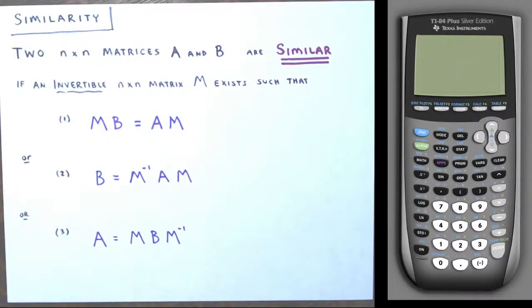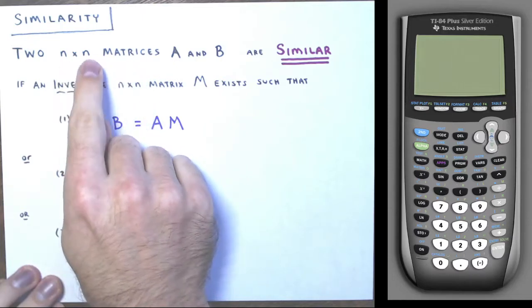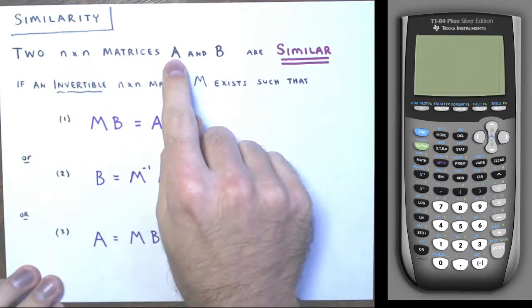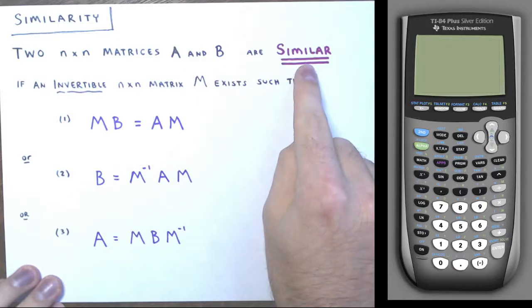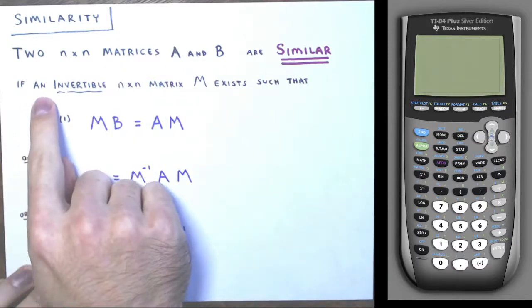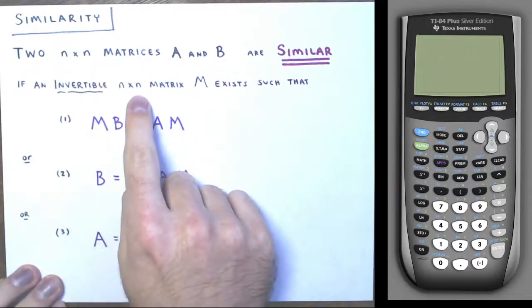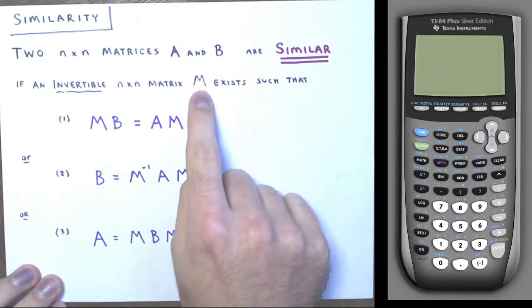So this first page is just defining similarity of matrices. Two square matrices, two n by n matrices, or matrices of order n, however you want to say that. Say A and B are similar if an invertible square matrix, same size, an invertible n by n matrix, we'll call M here. It doesn't have to be called M, but whatever you want, just not A and B.